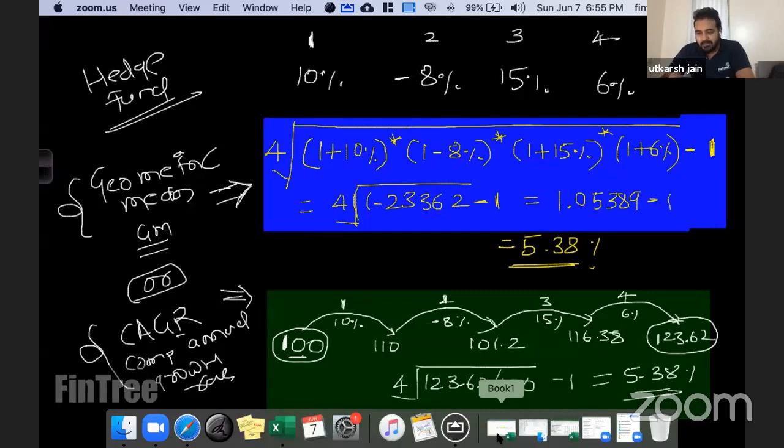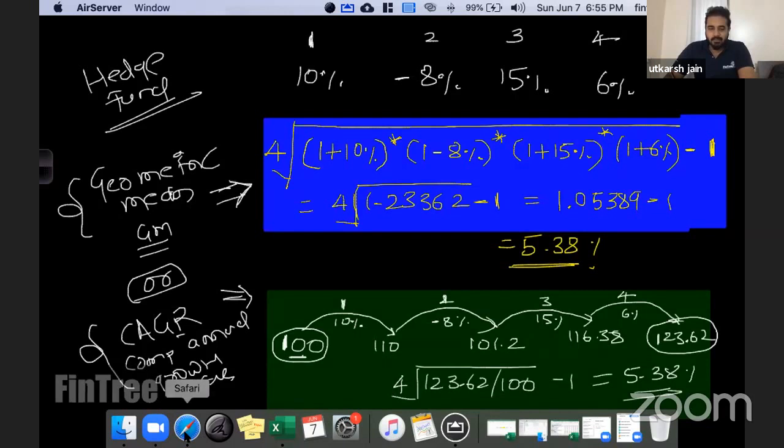Now, do you want to practice a little more on geometric mean? If yes, you can just raise your hand so I'll understand. Hey, Gideon, hi.